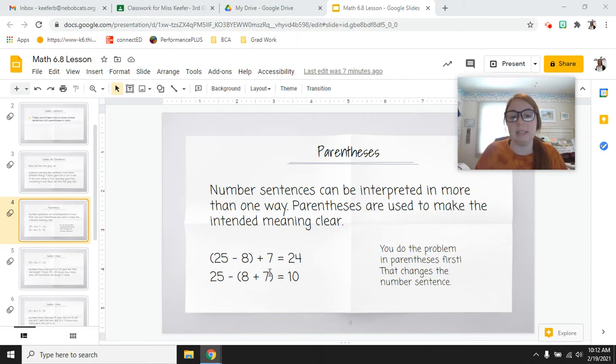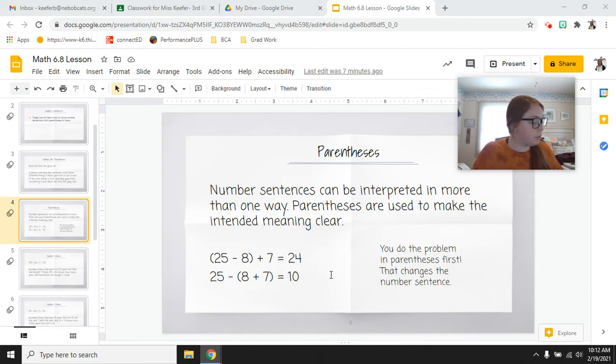If you look at the number sentences, they both have the same numbers, 25, 8, and 7. But when you have the parentheses around 25 minus 8, you would do 25 minus 8 first, and then you would add 7 to get 24, okay? But then if you look at it this way, you would have 25 minus the parentheses around 8 plus 7. So you would do 8 plus 7 first, and then you would do 25 minus that number, which would equal 10. So where the parentheses are located is where you're trying to figure that out.